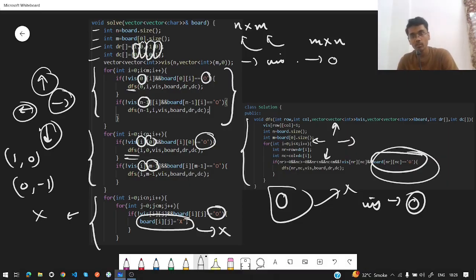I have tried my best to explain this question in the easiest way. So I hope you understand the algorithm, the dry run part and the code as well.